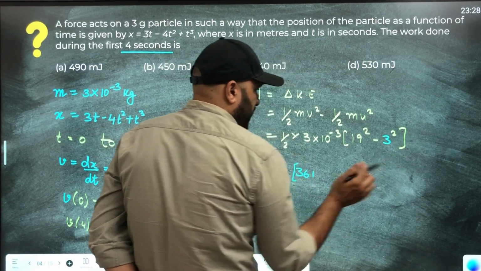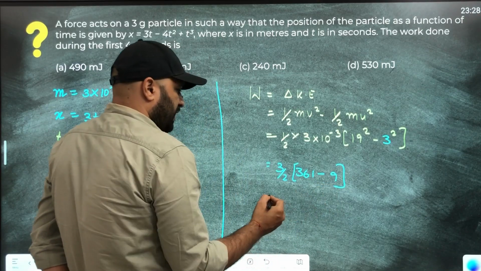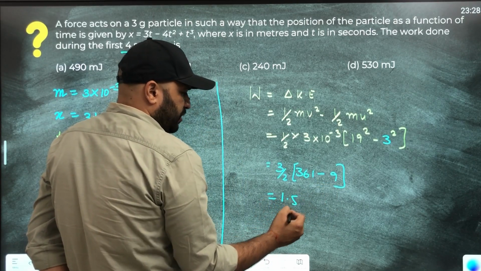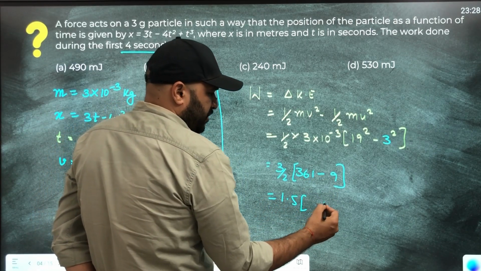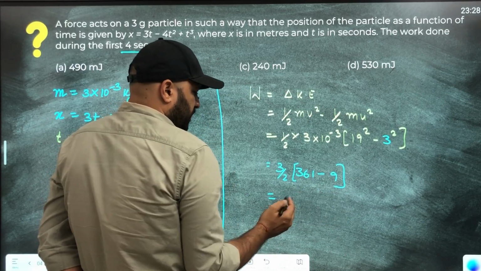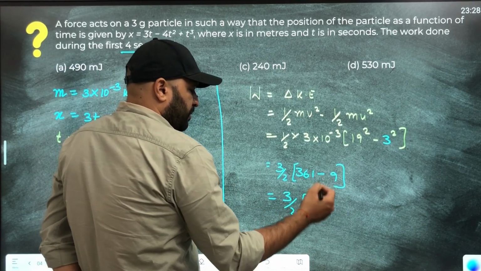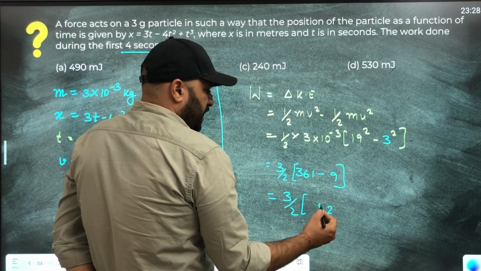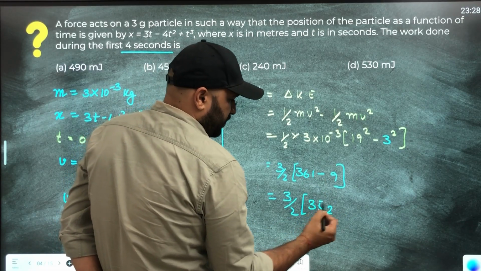Now 361 minus 9. So that will be equal to 3 by 2 into 361 minus 9, which is 352. Oh, it's ending with 2. So let me just keep it as 3 by 2 into 352, and this will be equal to 3 into 176, which is 528.